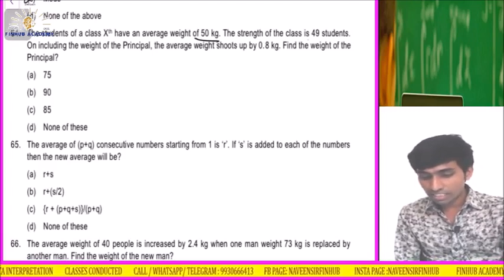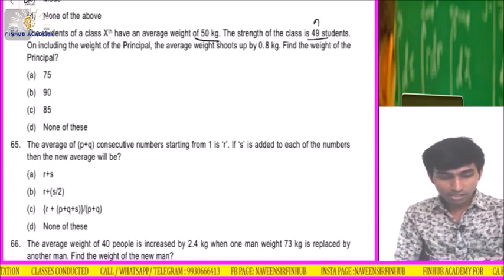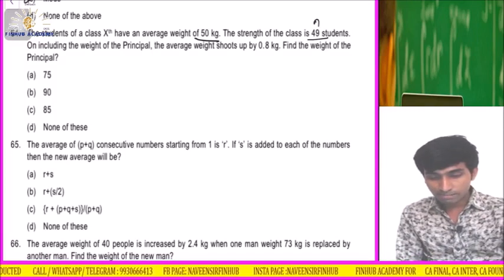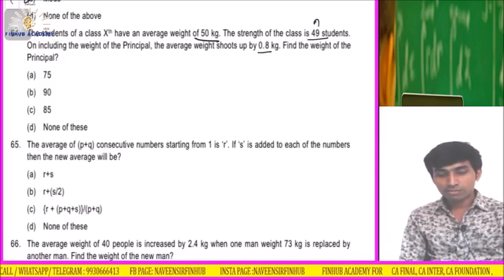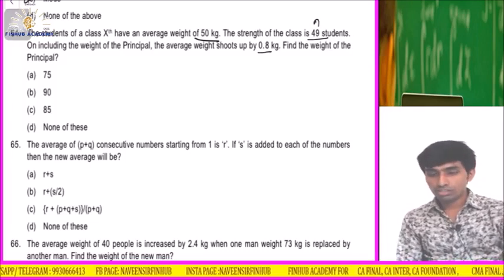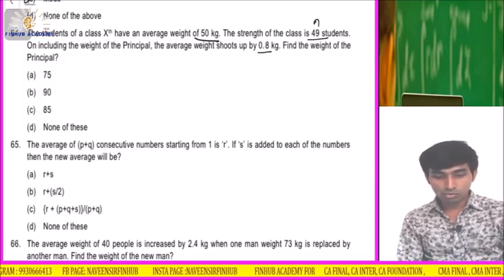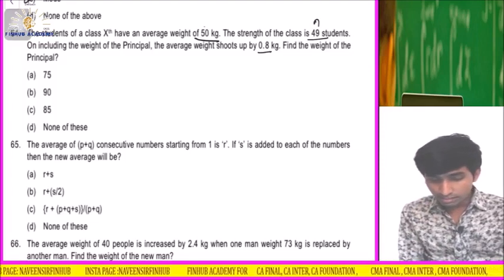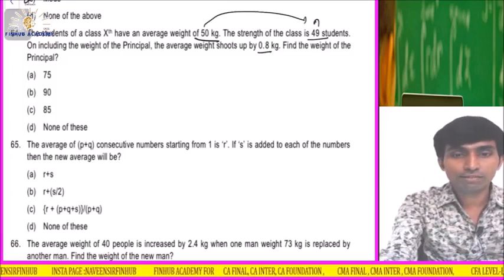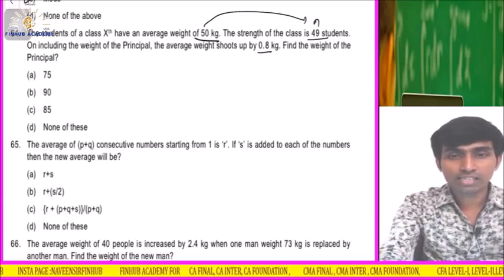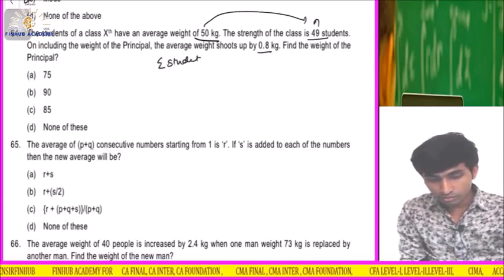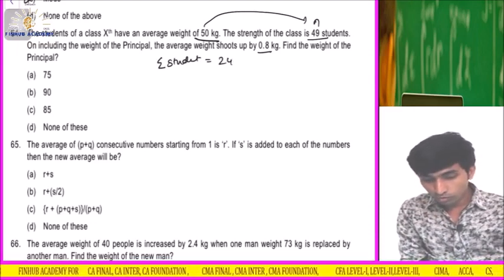The strength of the class is 49 students. That is, this is n. On including the weight of the principal, that is n plus 1, the average weight shoots up by 0.8. Understood? So find the weight of the principal. So understand, 50 multiplied by 49. 50 multiplied by 49 is how much? So the summation of the students' total weight is 2450.